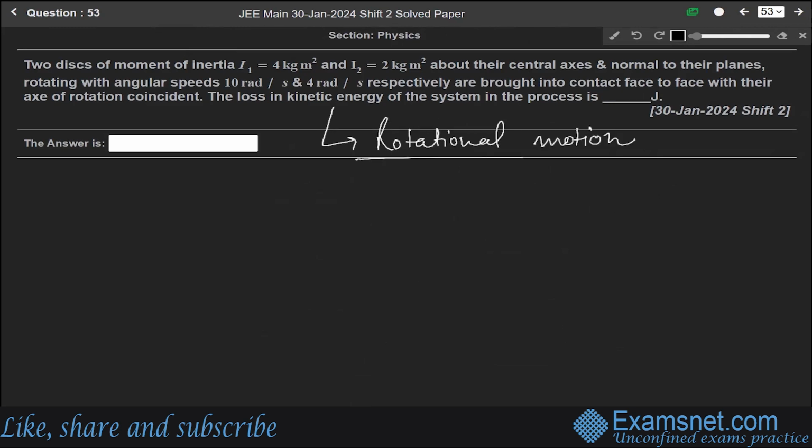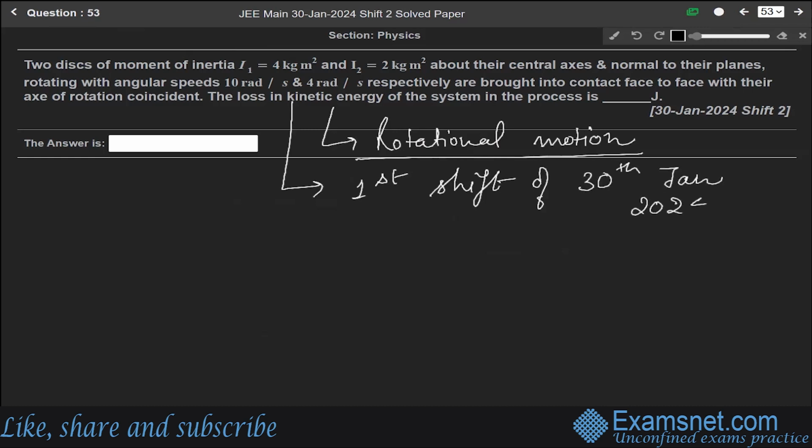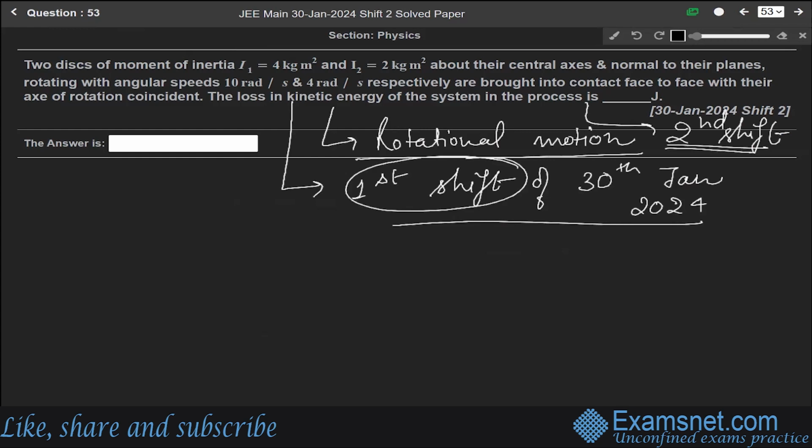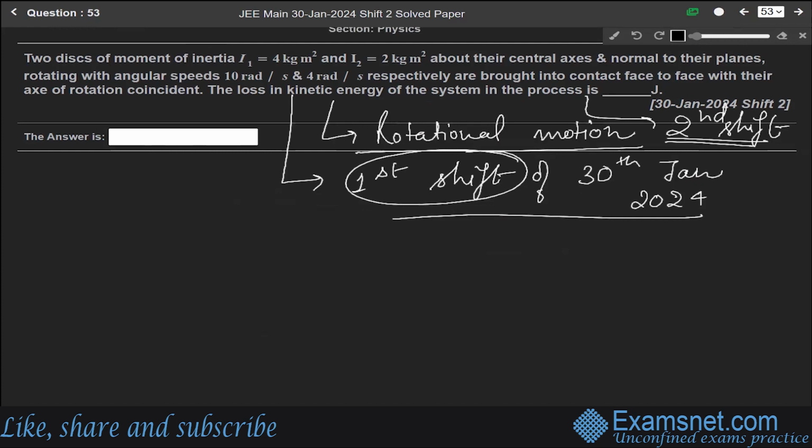Now this question has been asked in the first shift of 30th Jan 2024 paper. This paper is of the second shift, and the same question has been asked in the first shift also. Now there are two disks of moment of inertia I1 and I2. Let us say these are two disks I1 and I2.